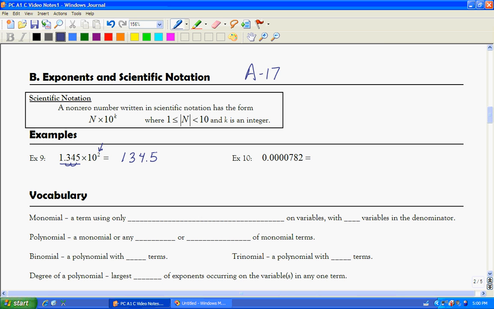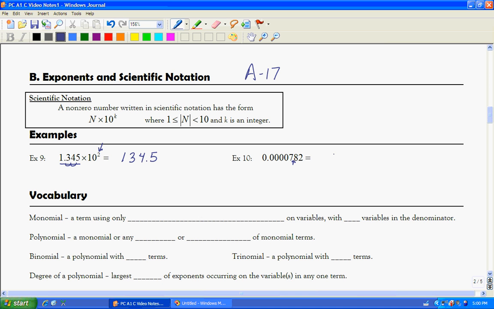In example 10, we're given a really small number, and we need to write it in scientific notation. So since this is a small number, we know our exponent is going to be a negative number. So let's figure out how many spaces we need to move our decimal. So our value of n in scientific notation is greater than or equal to 1 but less than 10. So that means we're going to move our decimal here.